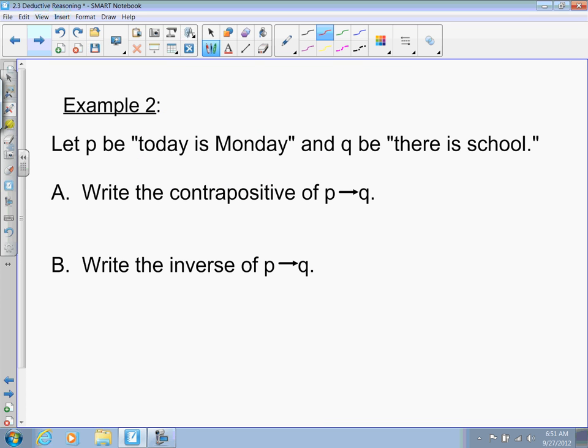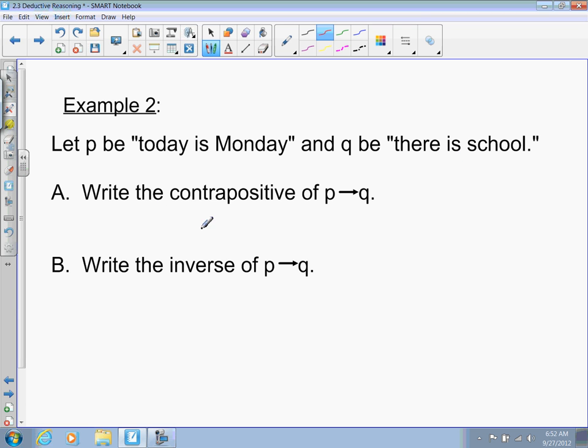In this next example, we're going to move away from the actual math hypothesis and conclusions and just go with some everyday statements that you might make. So if conditional statement here, it's always good to know all your statements. Here they don't even ask for the conditional statement, but understand that it's going to be if today is Monday, then there is school. That's most of the time true.